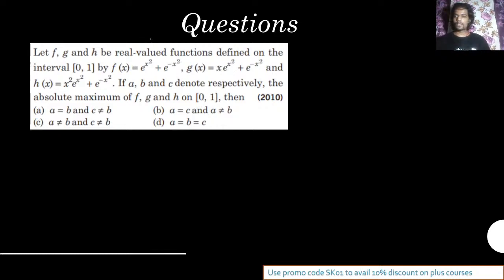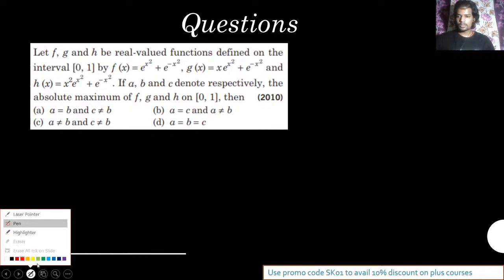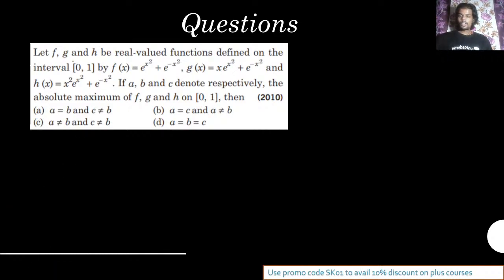So let's try to solve it actually. Let f, g and h be real valued functions defined on the interval 0 to 1 by f(x) equals e to the power x square plus e to the power minus x square. So f, g and h are defined on this interval, and we have been given three functions: f, which is e to the power x square plus e to the power minus x square.